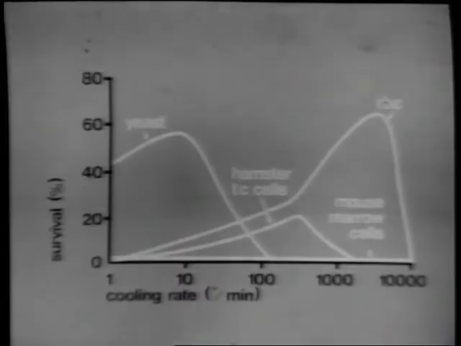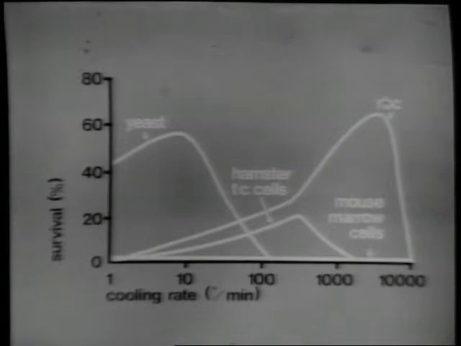Now, Mazur showed that several different cell types with known different permeabilities to water did in fact show different peak survivals at different cooling rates. The next graph shows the response to cooling rate for 4 different cell types. Yeast had a peak survival at 10 degrees per minute, and yeast is relatively impermeable to water.